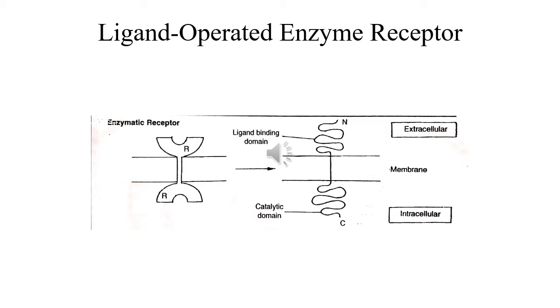In most cases, the intracellular domain is made up of protein kinases, particularly tyrosine kinases. Protein kinases like tyrosine kinases are incorporated in the intracellular domains of the receptor, and they act by phosphorylating the target proteins. In some cases the intracellular domain is guanylate cyclase, which synthesizes the secondary messenger cGMP.